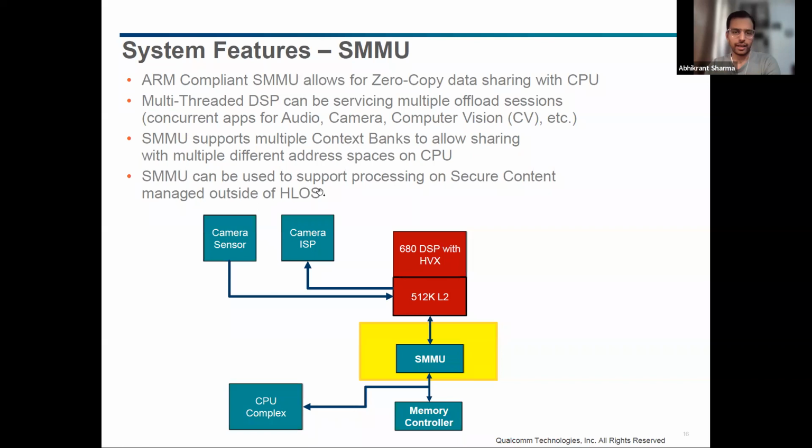So yeah, SMMU can also support processing of secure content. That's another feature that SMMU does. It basically checks for appropriate permissions, whether a high-level application which is developed in Java has the permissions from the kernel layer to ensure that it can access low-level data which is lying in the HVX hardware. So it acts like a security barrier, or a security protocol, between the high-level operating system, which is the CPU complex block, and the low-level hardware, which is the DSP.